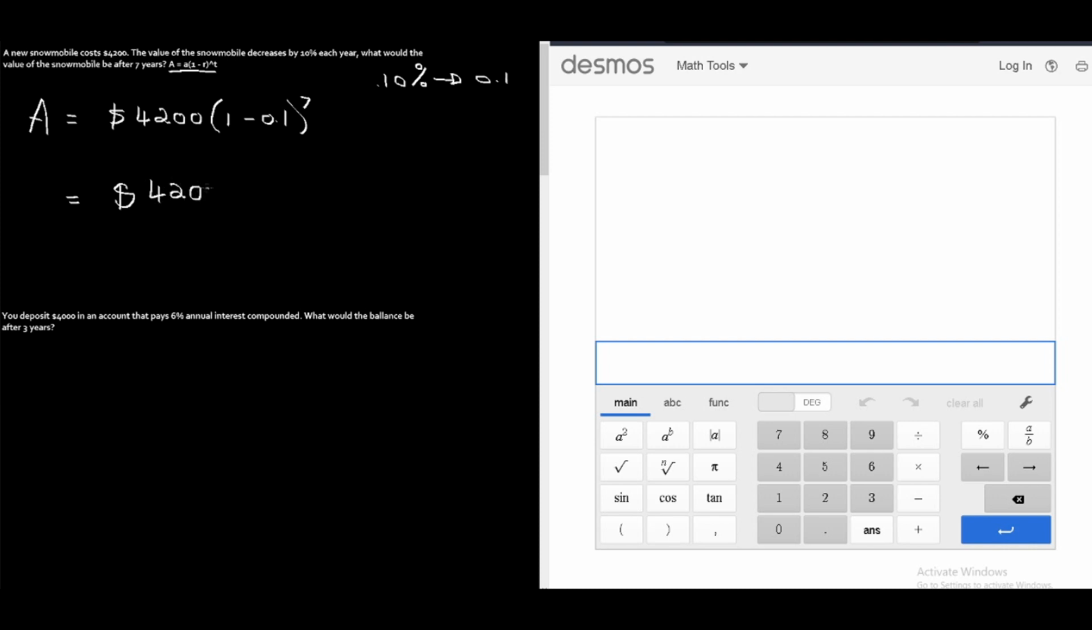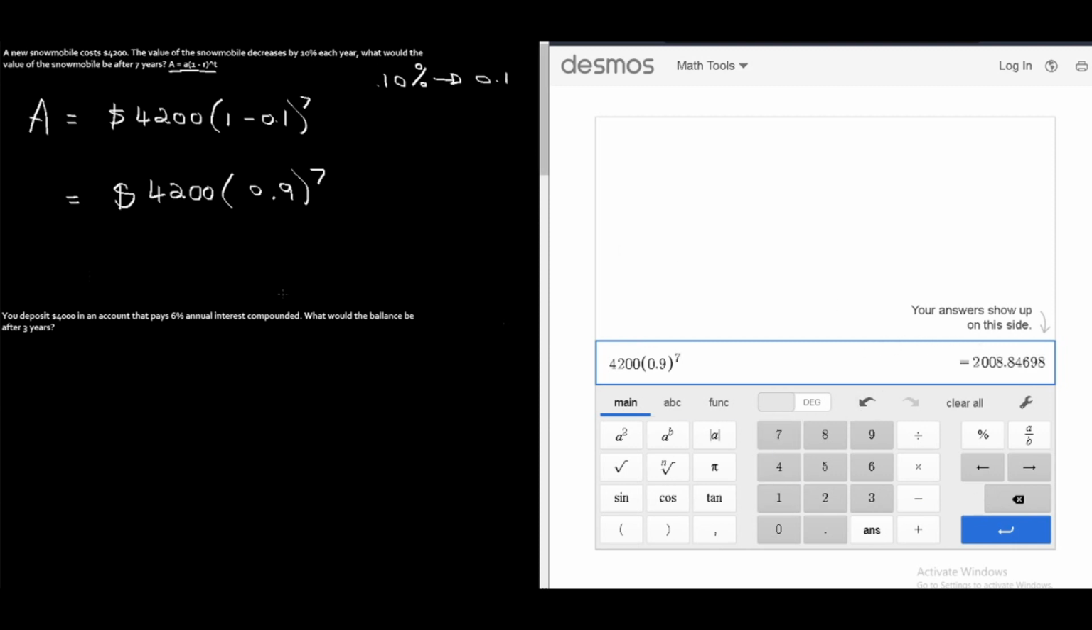So we're going to save 4,200 and we're going to simplify whatever is in the parentheses. Okay, so 1 minus 0.1 is 0.9 to the power of 7. I'm going to head over to my calculator. I'm going to type 4,200 parentheses 0.9 to the power. No, I first want to close my parentheses. Hold up. Okay, close my parentheses. Very important. To the power of 7.